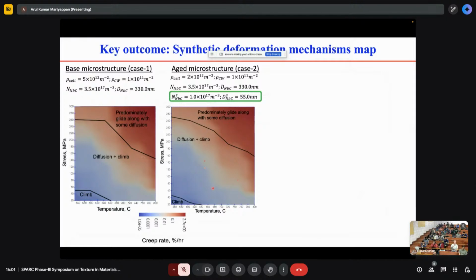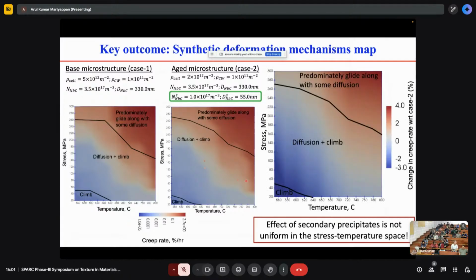But now, the interesting point is what we get. In addition to capturing the effect of the aging process, we can quantify the effect of the aging process induced secondary NbC precipitates on creep rate as a function of stress and temperature. What do we all expect? Whenever we have more precipitates, we can expect strengthening mechanisms. As a result, we can expect a reduction in the creep rate. But it's not the case.